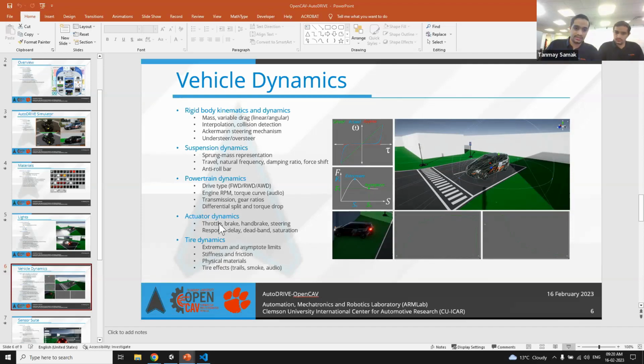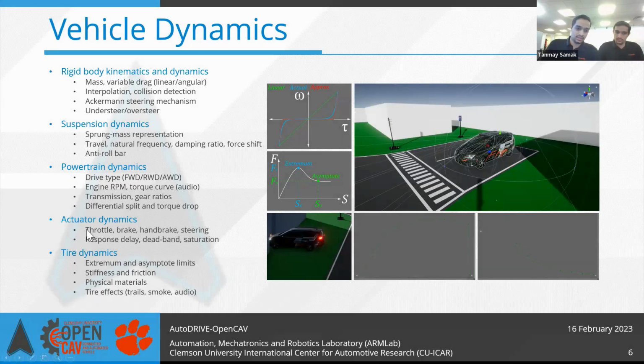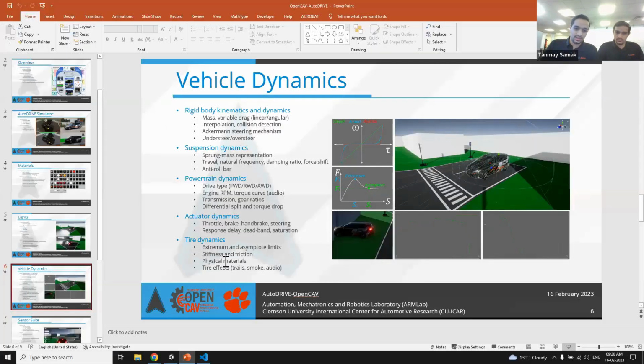So the next thing is actuator dynamics. The vehicle has throttle, brake, handbrake, and steering actuators. We talked about the different actuators. Now we have also modeled the response delays, the deadbands, and saturation limits of each of the actuators.